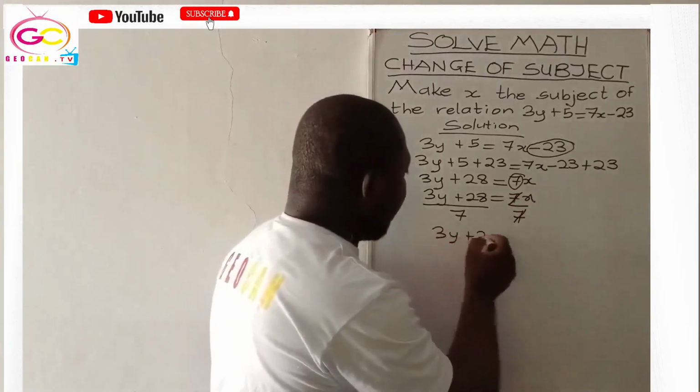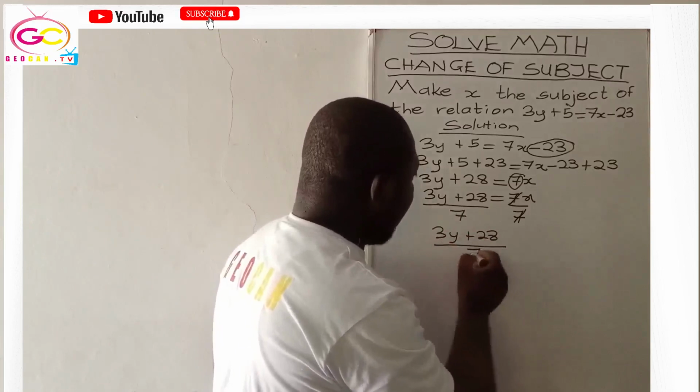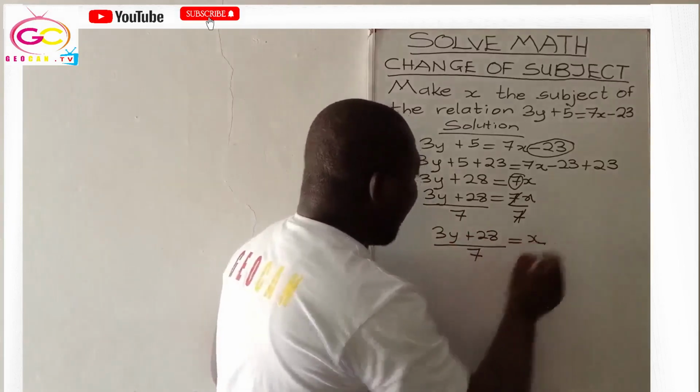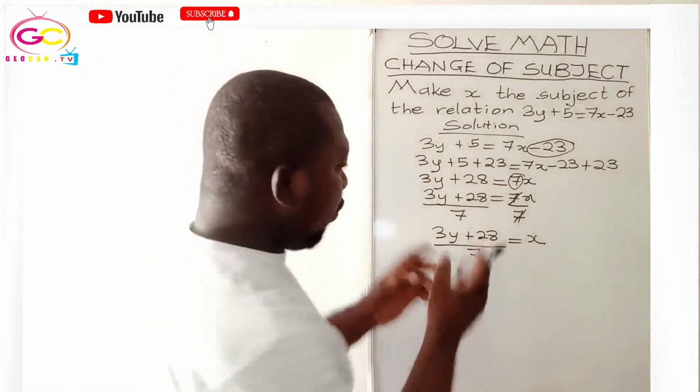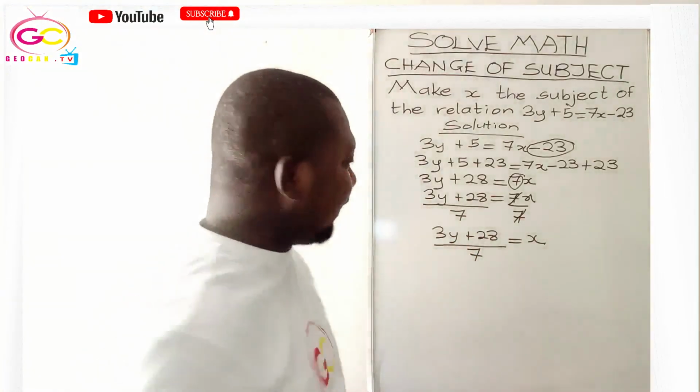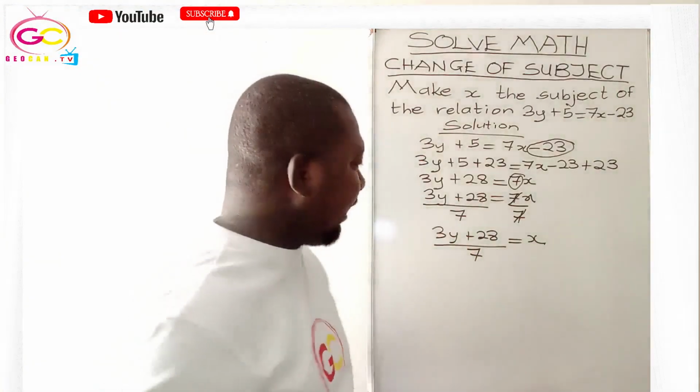Good. So you'll be left with what? 3y plus 28 all over what? 7 is equal to what? x is equal to x. So we've been able to make x the subject. Now you can see x is standing alone.